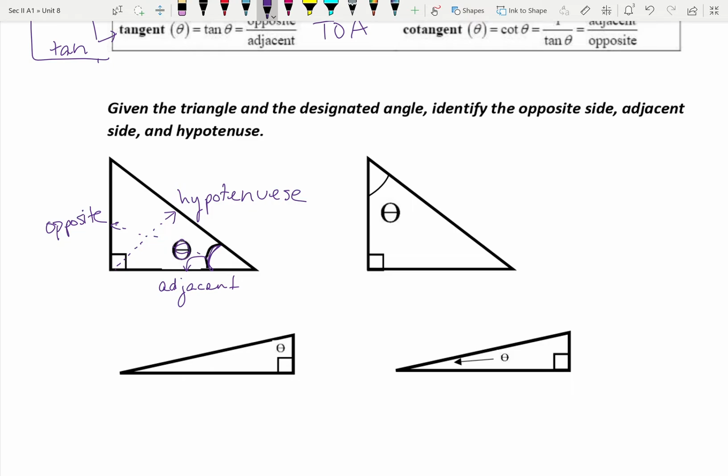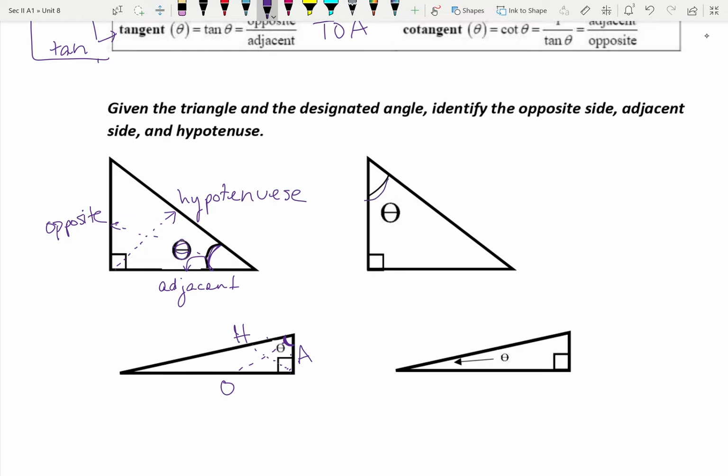Let's practice that again. Come down here. This one, here's theta. So we've got opposite and then adjacent. Is it going to be this one or this one? Well, look at your right angle. Directly opposite the right angle is the hypotenuse, so that means this one is adjacent. I typically leave adjacent until the very last because the opposite and hypotenuse are a little bit easier for me to see. Personal preference though.